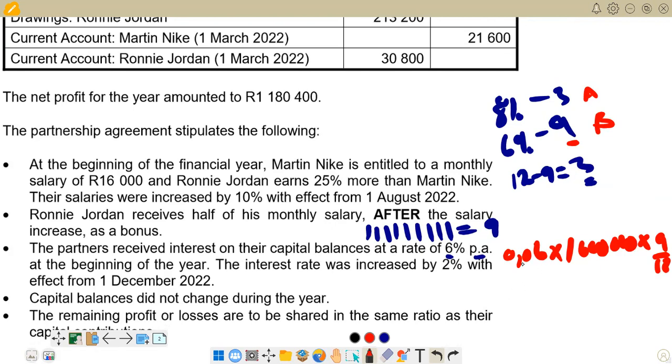And then after it increased, now we are saying 0.08. It was now 8%. 6 plus 2 to get the 8%. So this is 8%. And then we multiply by the capital balance, which is 1,600,000. Then we also multiply by the number of months that are there after it increased. We put 3/12. So basically, that's what we are going to summarize in our answer section.